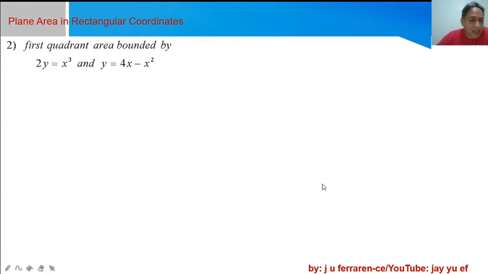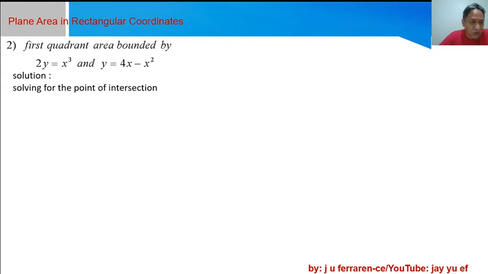Another example, just for familiarization, say we are required to find a first quadrant area bounded by a cubical curve and a parabola. Okay? So first, you always have to consider the point of intersection.